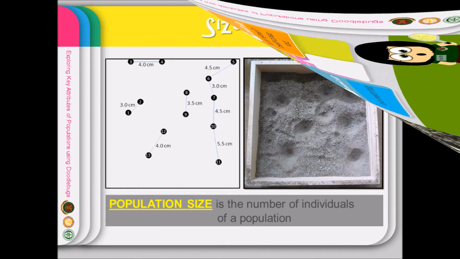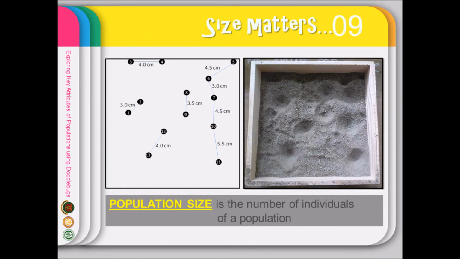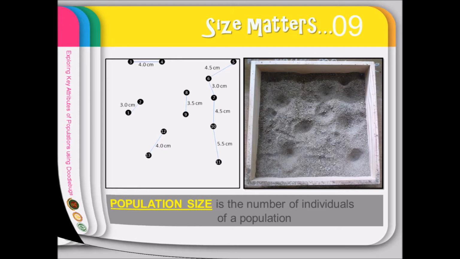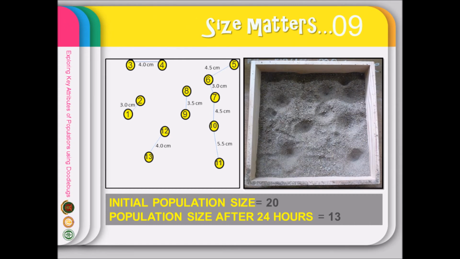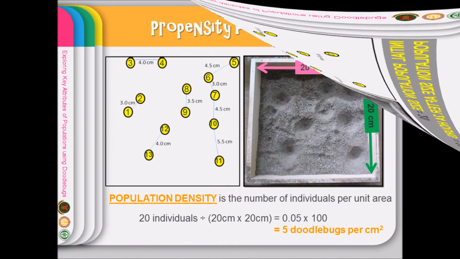In demonstrating population size using doodlebugs, one needs to simply count the number of doodlebugs. If 20 doodlebugs were released in the observation box, then the population size is 20. However, the image above only shows 13 pits. This means that there are only 13 doodlebugs alive after 24 hours. Hence, the population size after 24 hours now becomes 13. The doodlebugs that did not form pits are probably dead due to cannibalism.